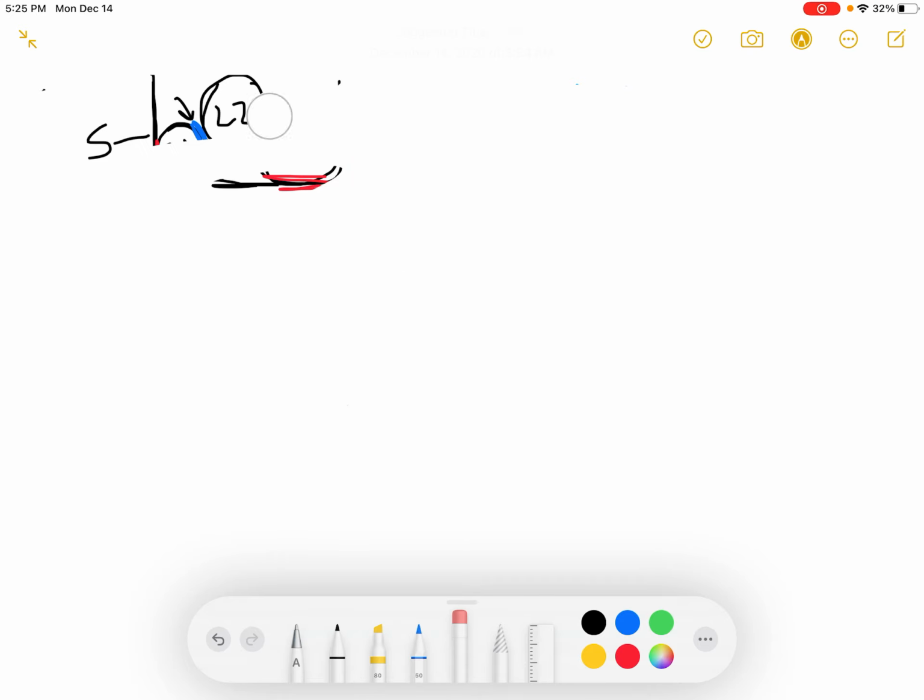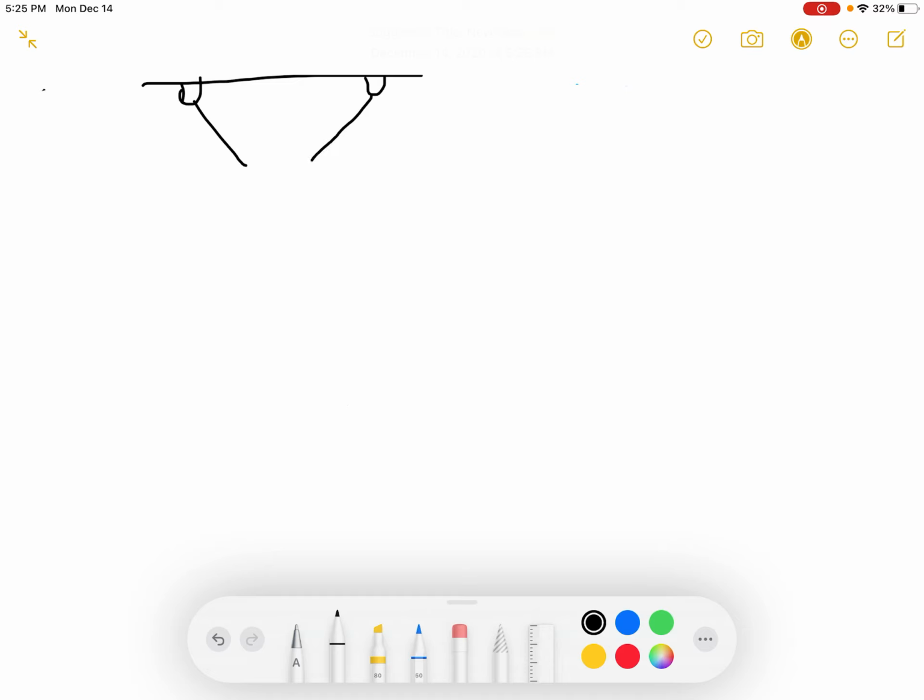Okay. Alright. So, now we have this. We have 2 rings and then 2 cables that are holding up a stoplight.